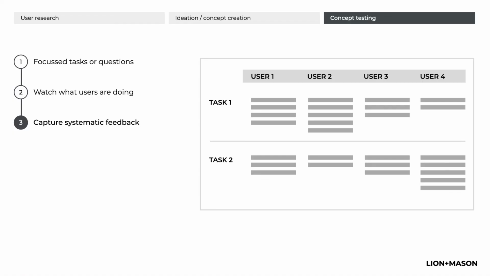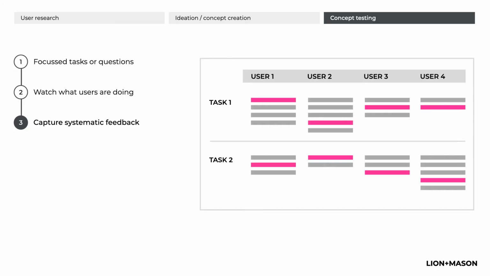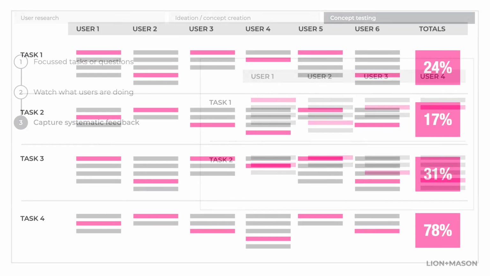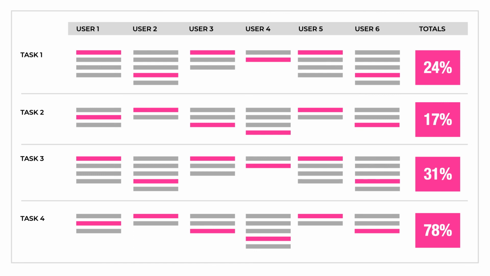And lastly, capture systematic feedback. So this naturally just follows from points 1 and 2 really. So if you're asking focused tasks and questions, if you're watching what users are doing, it's just a case of recording your observations in a systematic way. That allows you to pull out commonalities, trends, inconsistencies, and aggregate it over a lot of users. That actually becomes quite powerful data. So you can either shut down or support certain points of view on projects, certain features.